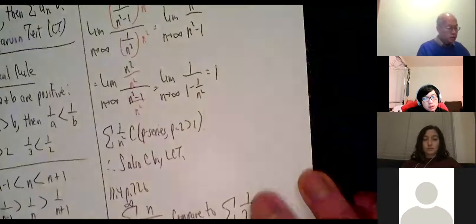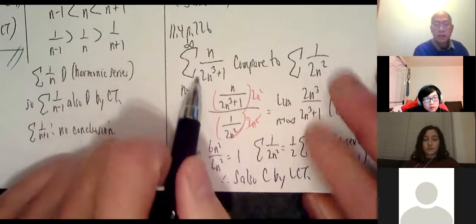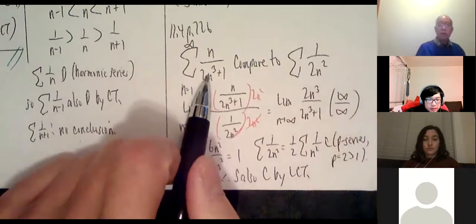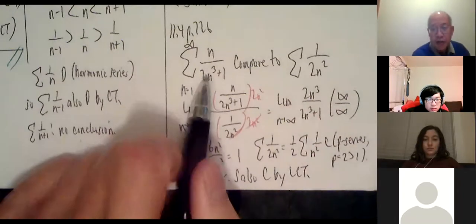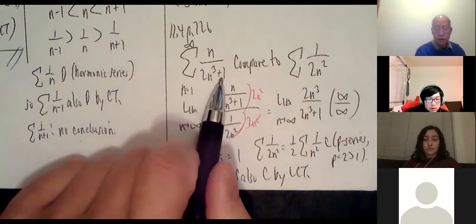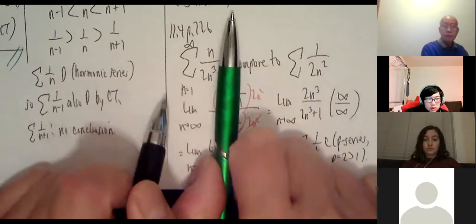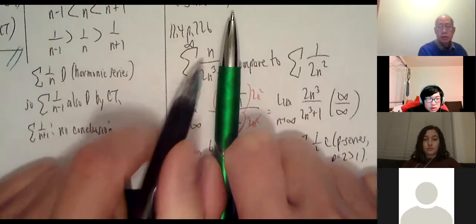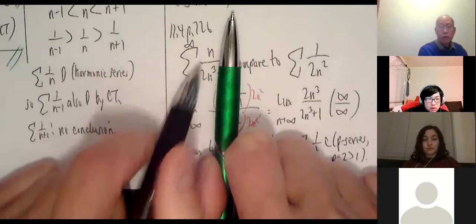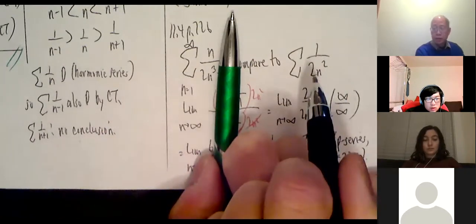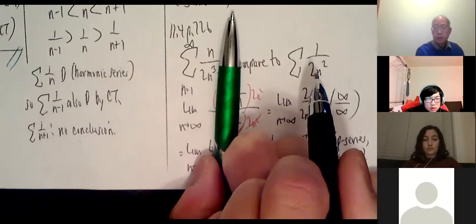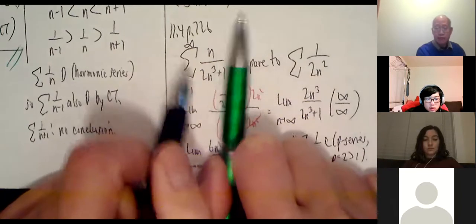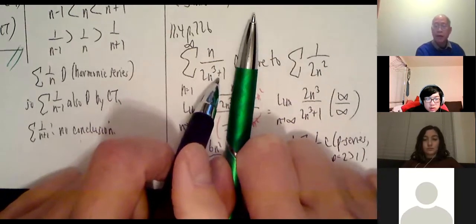All right, so for this one, summation n over 2n cubed plus 1. How do I know what to do? Okay, so for super big n, I would ignore the plus 1, right? So that's the idea. Look at this. What does that look like? 1 over 2n squared. So that's my comparison series. Summation of 1 over 2n squared, right? Get rid of things that, quote unquote, don't matter in the long run.